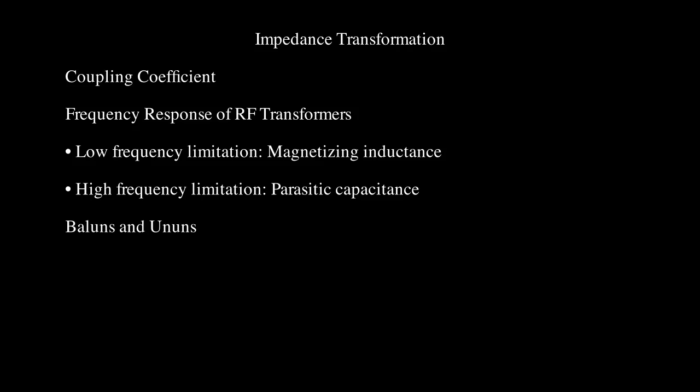A balun converts between balanced and unbalanced signals. For example, connecting a balanced antenna to an unbalanced coaxial cable. An unun transforms impedance while maintaining the same type of signal, balanced to balanced or unbalanced to unbalanced.